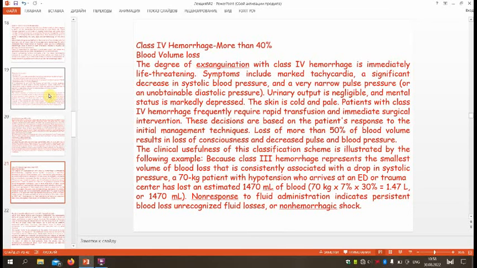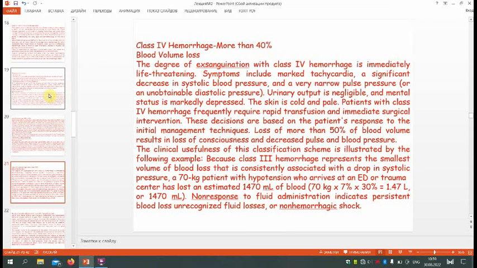Patients with class 4 hemorrhage frequently require rapid transfusion and immediate surgical intervention. These decisions are based on the patient's response to the initial management techniques. Loss of more than 50% of blood volume results in loss of consciousness and decreased pulse and blood pressure.